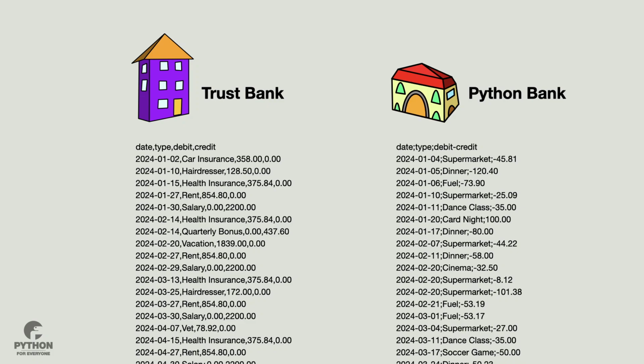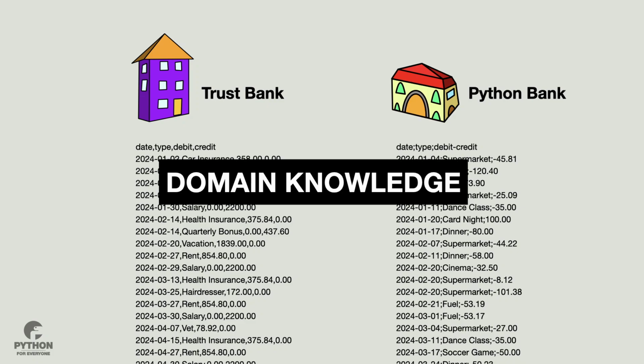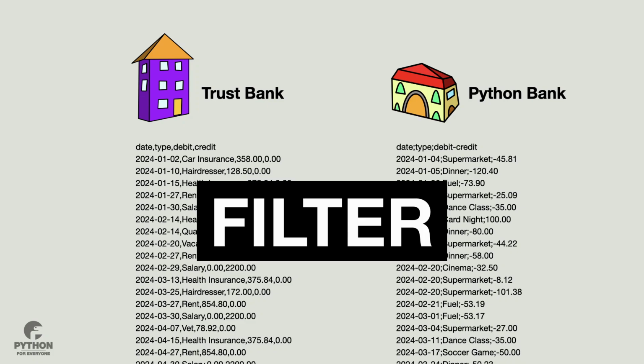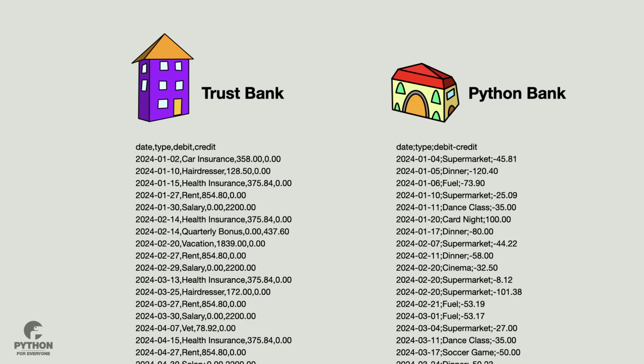Now I have to figure out what data to extract from them. And here comes another important part of data science: domain knowledge. I have to understand the problem I'm trying to solve. For example, to group the expenses by month, I need the month part of the dates. And I have to understand how to filter the lists to only get expenses.